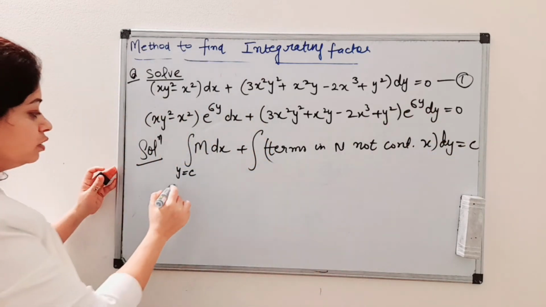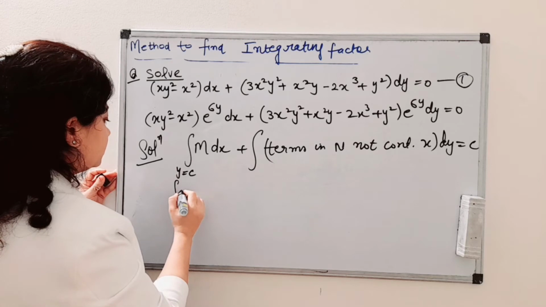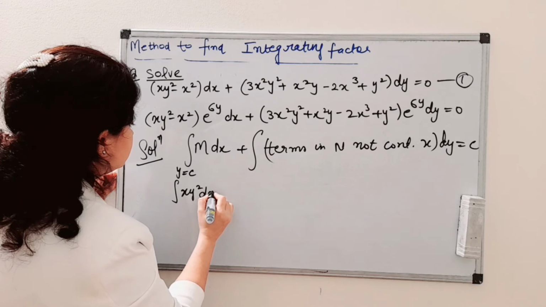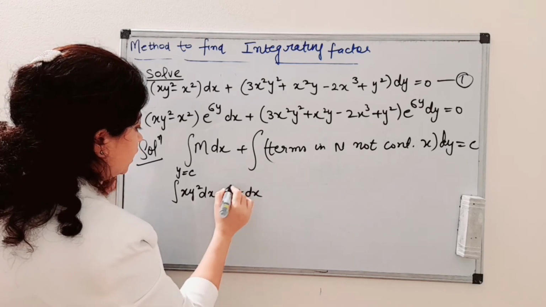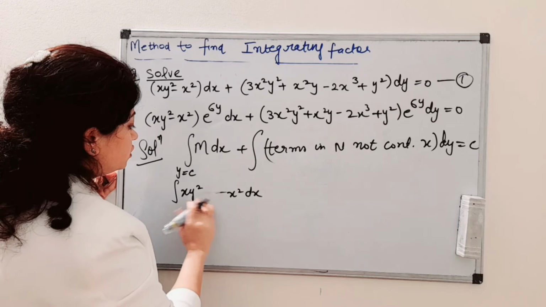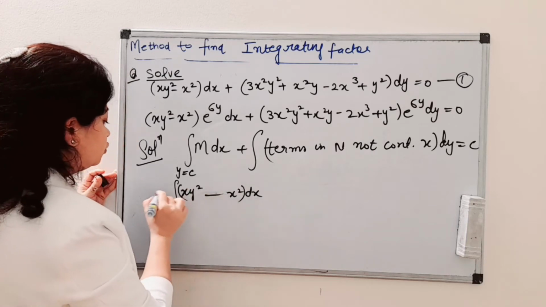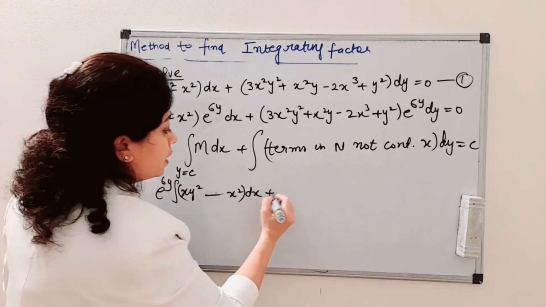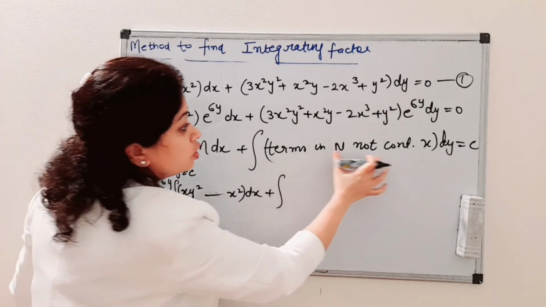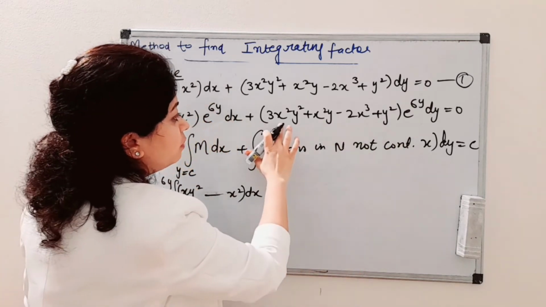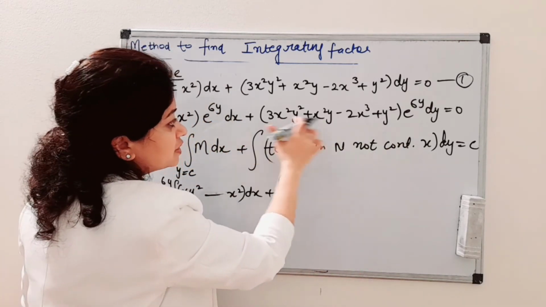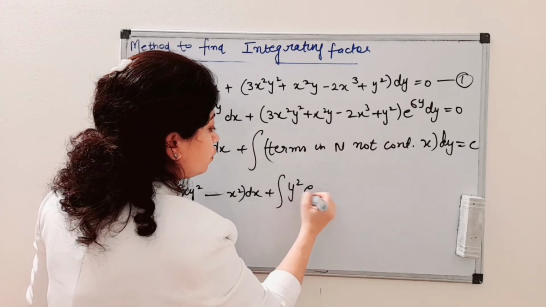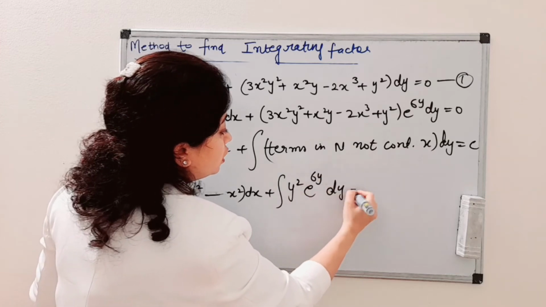This is the solution. So now we will take the integral of M dx: xy² dx minus x² dx, and e^(6y) we can take out here because y is constant. Plus terms in N not containing x. Do we have a term that doesn't contain x? This has x, this has x, this has x, but this term does not have x. So we will take y² e^(6y) dy equal to c.